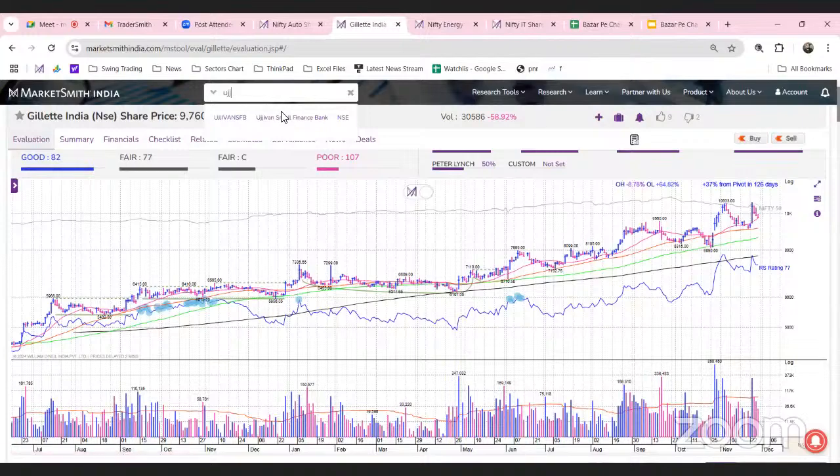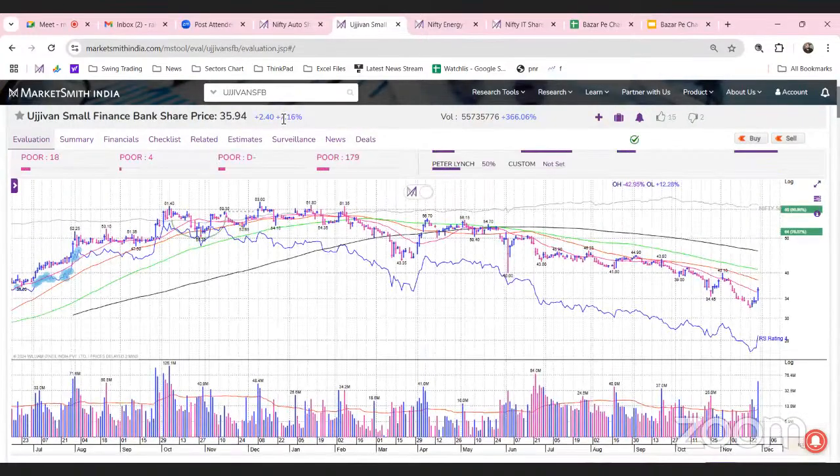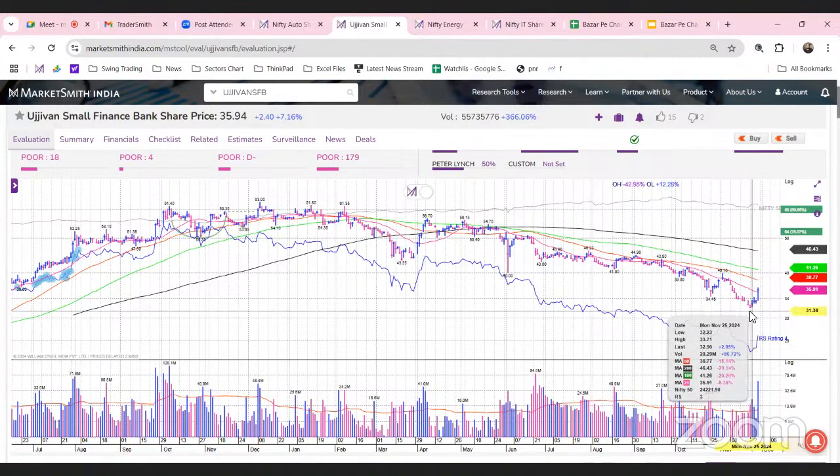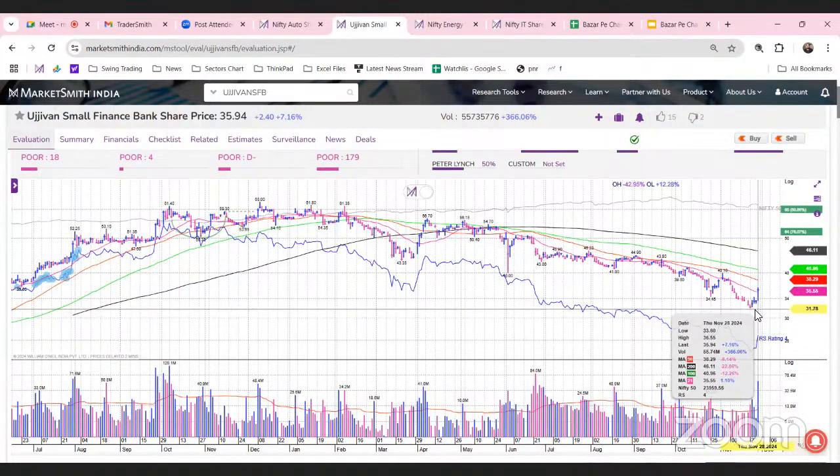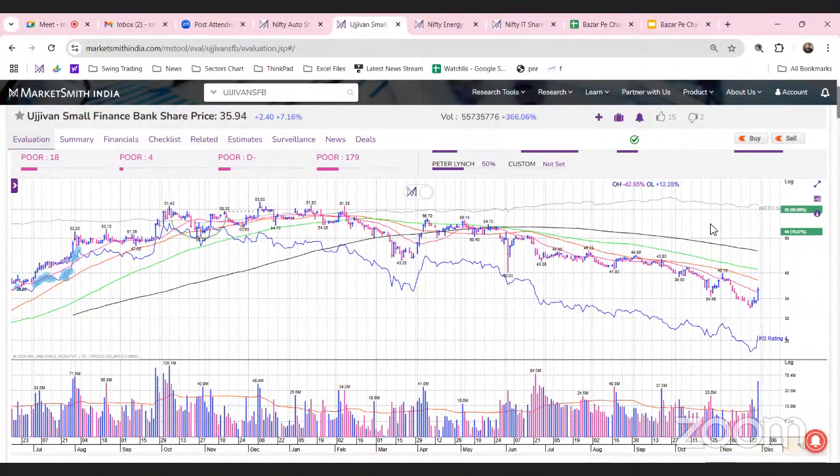Next, Ujjivan Small Finance Bank. Negative trend. If you see from the last year only, it is continuously falling from the level of 60. Current rate is 35. Currently there are short-term reversals happening, but still it is not out of the woods. Maybe the ongoing trend may continue toward 40. I'm not denying that, but overall trend is negative.